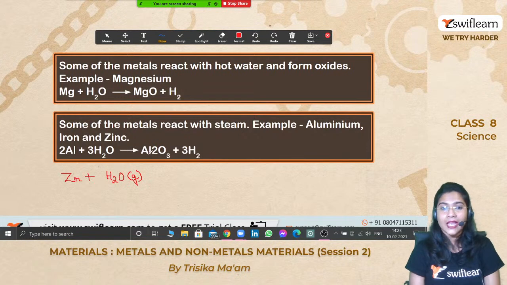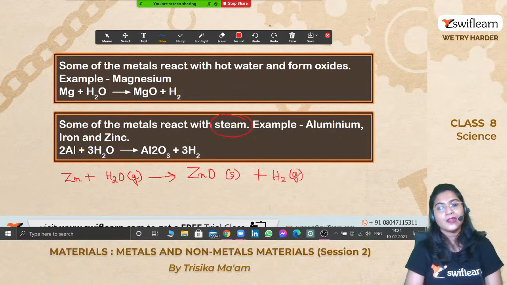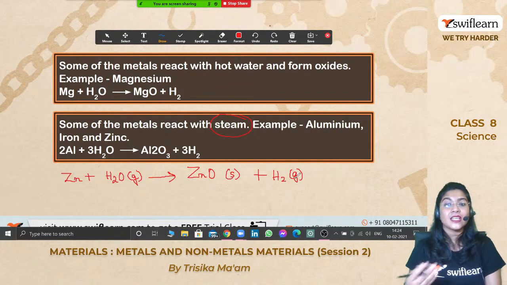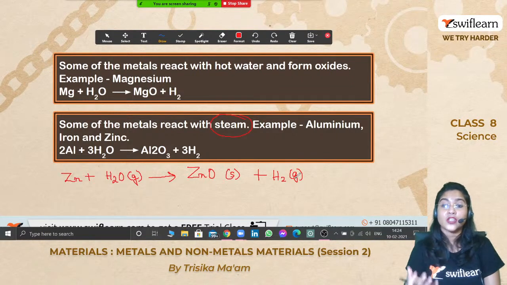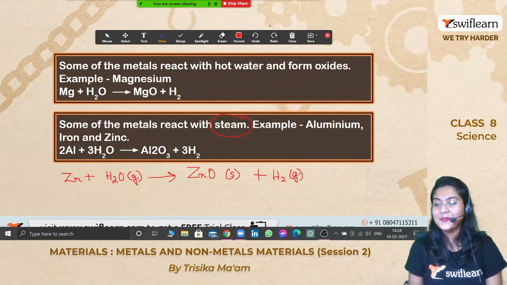As I have already said, these are the metals which react with steam, so obviously water will be in the gaseous state. They generally form zinc oxide in the solid form and hydrogen in the gaseous form. Fine. Up to this much clear? So aluminium, iron, and zinc are the different metals which react with steam, the gaseous form of water. Up to this much, any question you can ask me?